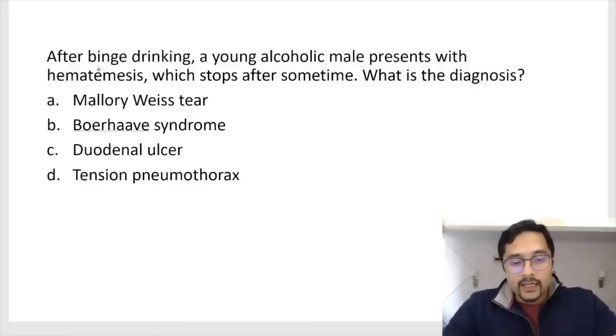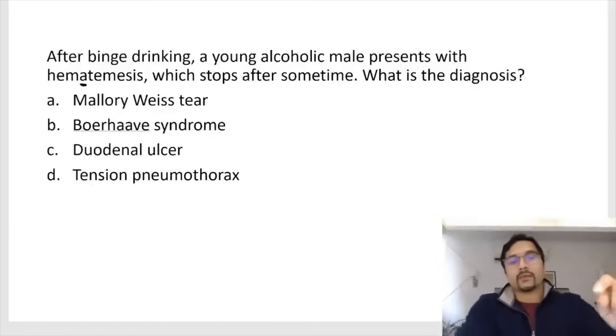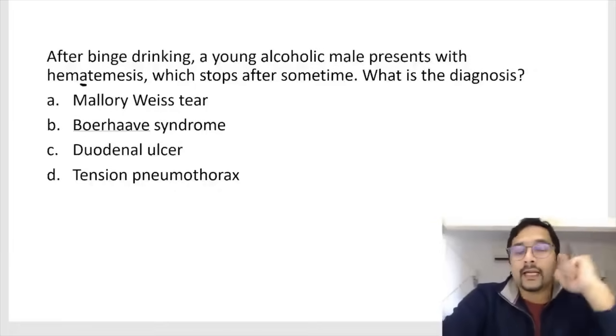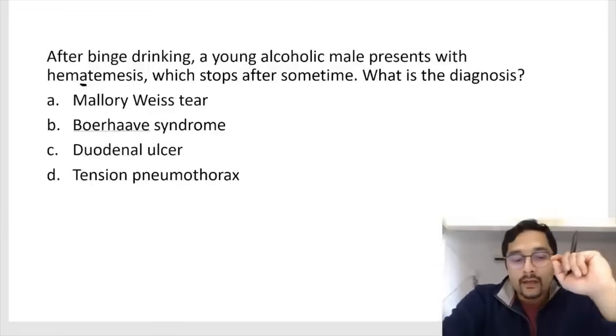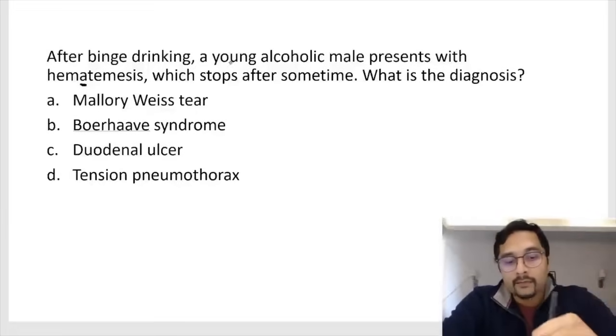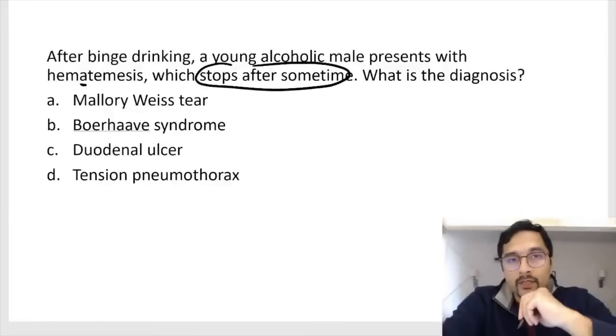After binge drinking, a young alcoholic male comes with hematemesis, which stops after some time. What is the diagnosis? So I showed you a previous question where they had given that the patient has chronic liver disease and hematemesis and melena. There the answer was varices. Here the patient is alcoholic, but it is self-limiting bleeding. I told you it stops after some time.